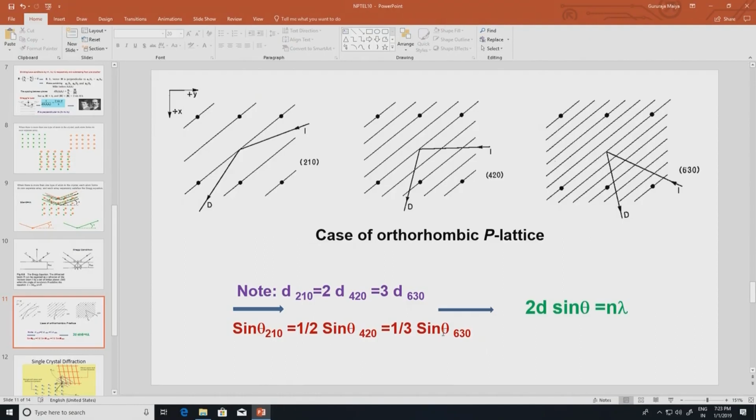This means that if we consider the order of the reflection, let us say 210 as n equals 1, 420 as n equals 2 and 630 as n equals 3, then the value of n comes up here. We therefore have 2d sin theta equals n lambda. This is the general expression which you find in many textbooks. So, where does this n come from? n comes from the fact that there are orders of reflections: n equals 1, n equals 2, n equals 3 and so on.